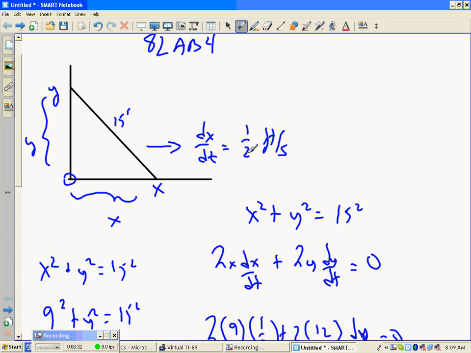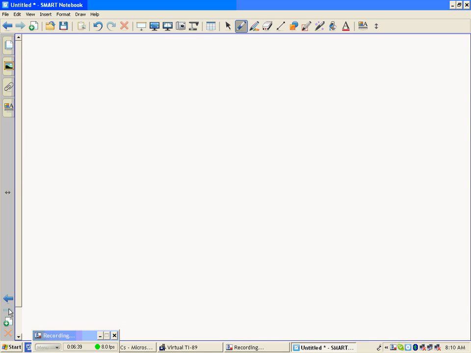But now, what's the relationship between x and y? 1/2 xy is the area, right? Okay, so let's go to the next page. The area of the triangle is 1/2 base times height, right? Now, x and y are both changing. It's not the hypotenuse, which is a constant 15.